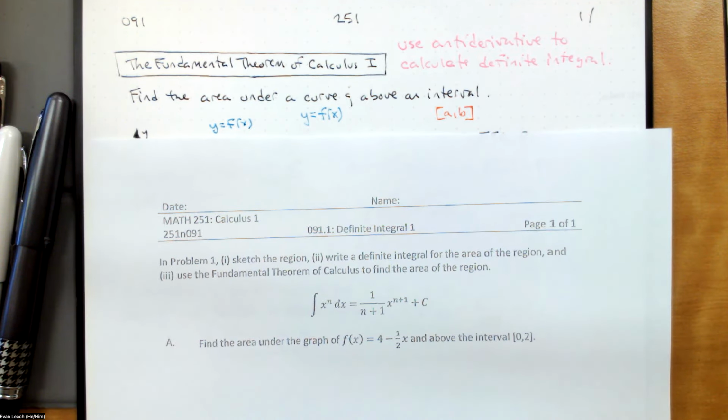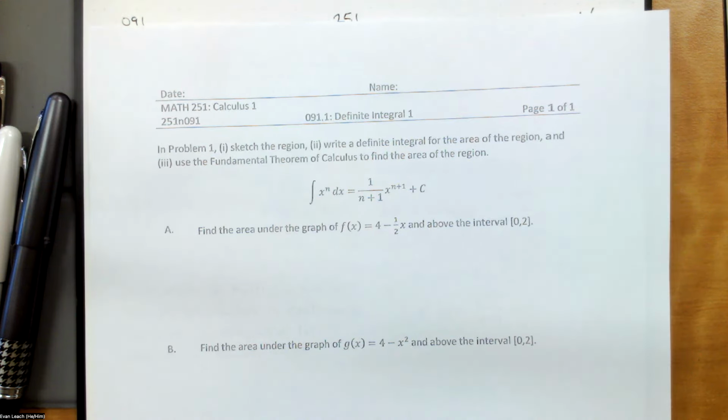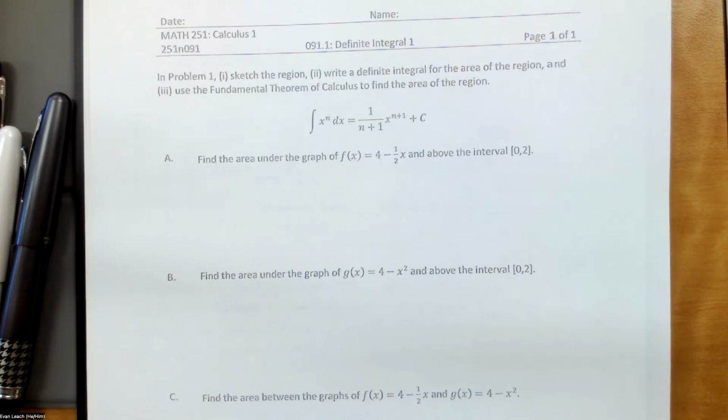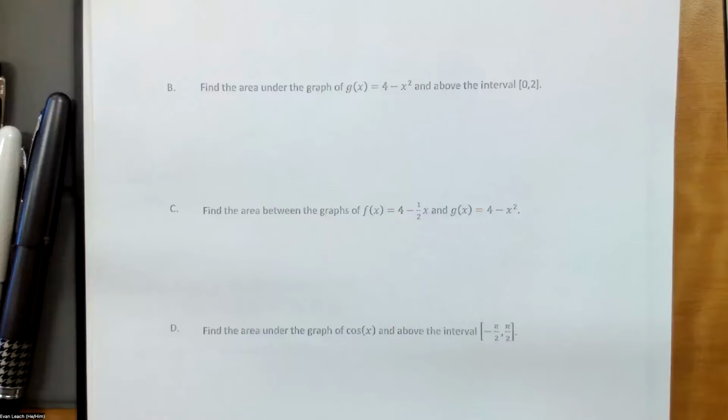First is just under the line 4 minus 1/2 x. This is just a line, so the region is going to be a triangle. Make sure it matches up with what you know the area of that triangle to be. And then I have a parabola. Then I have the area between parabolas. And then I have one that we can't do with x to the n minus 1.